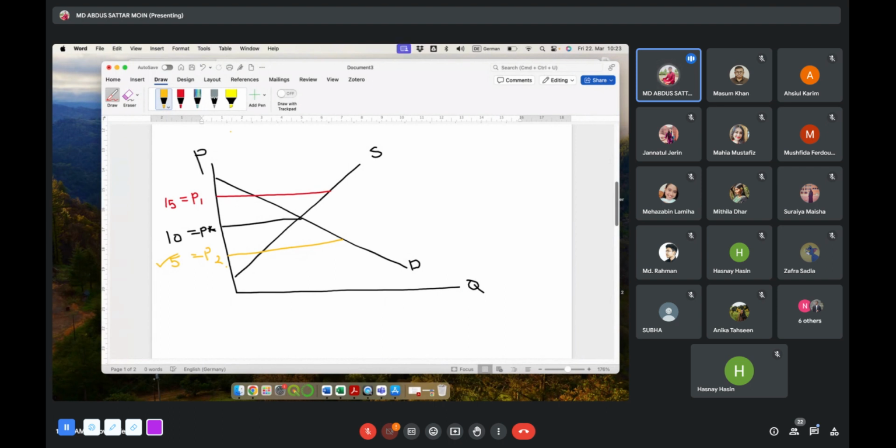Okay, so before that everyone is paying, let's say, 500, 600 taka, but now as the binding price ceiling is below the equilibrium or market price, everyone has to follow the ceiling price, and that's why it will become a binding price ceiling.